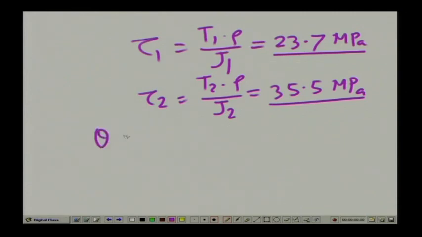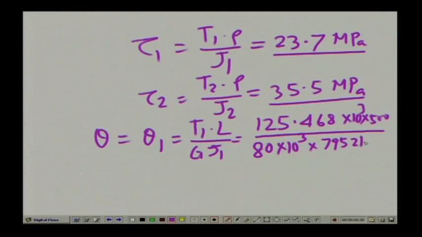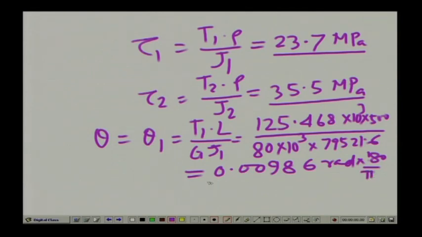Now, theta, since they are the same, if we compute theta 1, which is T1 L by G J1, and substitute 125.468 into 10 to the power 3, into L which is 500, divided by G which is 80 gigapascal, so much of megapascal, times 79521.6, you get a value of 0.00986 radian. If we multiply by 180 by pi, you get 0.565 degree. So, this is the amount of rotation that you have.